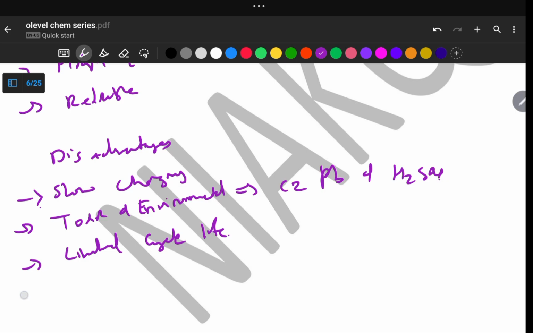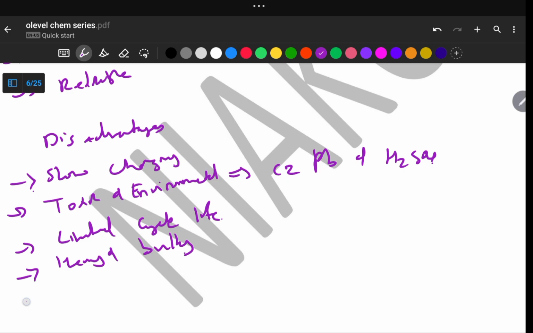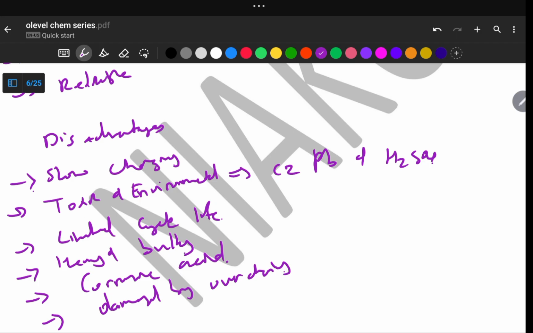And also it is heavy and bulky, and contains a corrosive acid, sulfuric acid, right? And it can be damaged by overcharging, right? Or by being left uncharged.